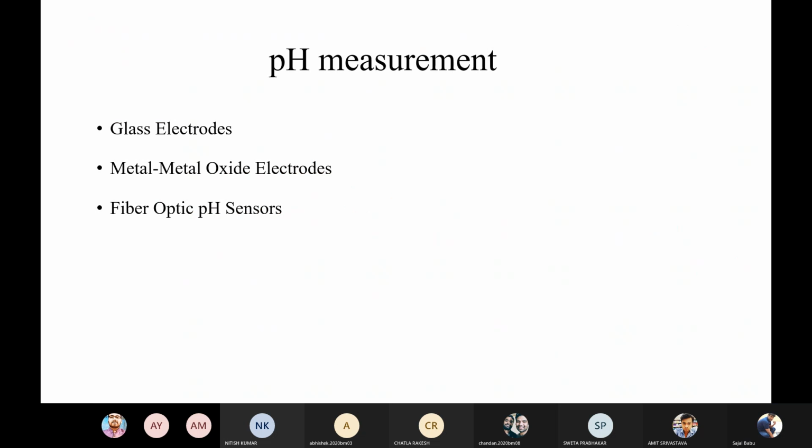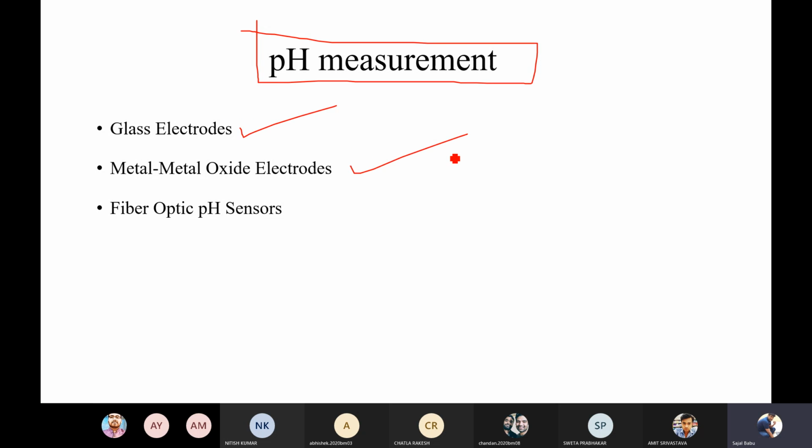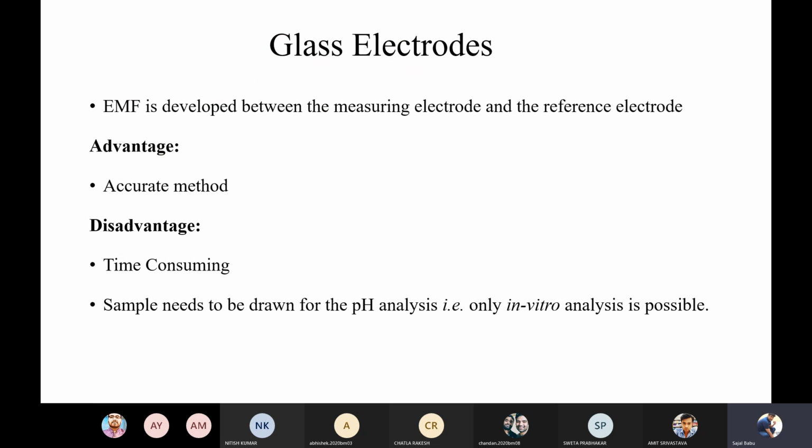Yes, sir. So let us move to the next, that is how we are going to measure the pH. We can measure the pH by using glass electrodes or metal oxide electrodes or fiber optic pH sensors, in which there will be a pH sensor which is directly going to measure the pH. In this we will discuss the first one, that is glass electrodes.